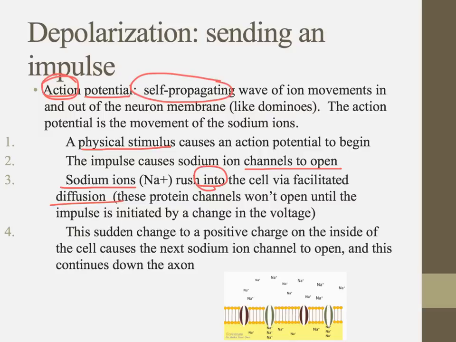When I'm taking a bunch of positive ions and sticking them inside the cell, the inside that used to be negative is now going to be positive. That sudden change to a positive environment is going to cause further channels to open. They're what we call voltage-gated ion channels. So that change in voltage, that change in charge, is going to cause other channels to open. This is going to continue down the axon.